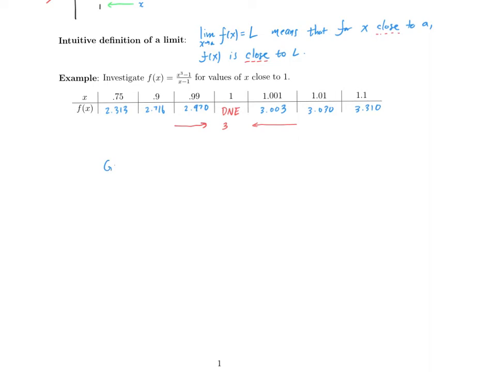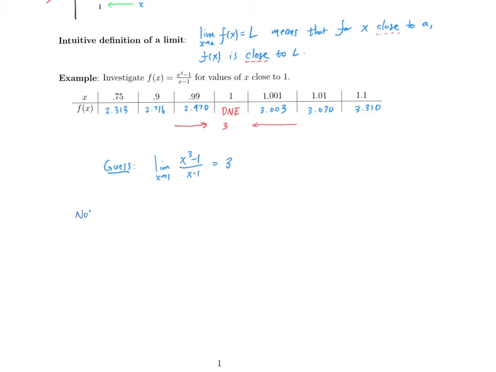So from this table of values, I can't say anything with 100% certainty, but what I can do is make a very educated guess. It appears to me that the limit as x approaches 1 of x cubed minus 1 over x minus 1 is equal to 3. For inputs close to 1, these function outputs appear to be close to 3. And let me go ahead and get a little bit of intuition as to why this might be true.